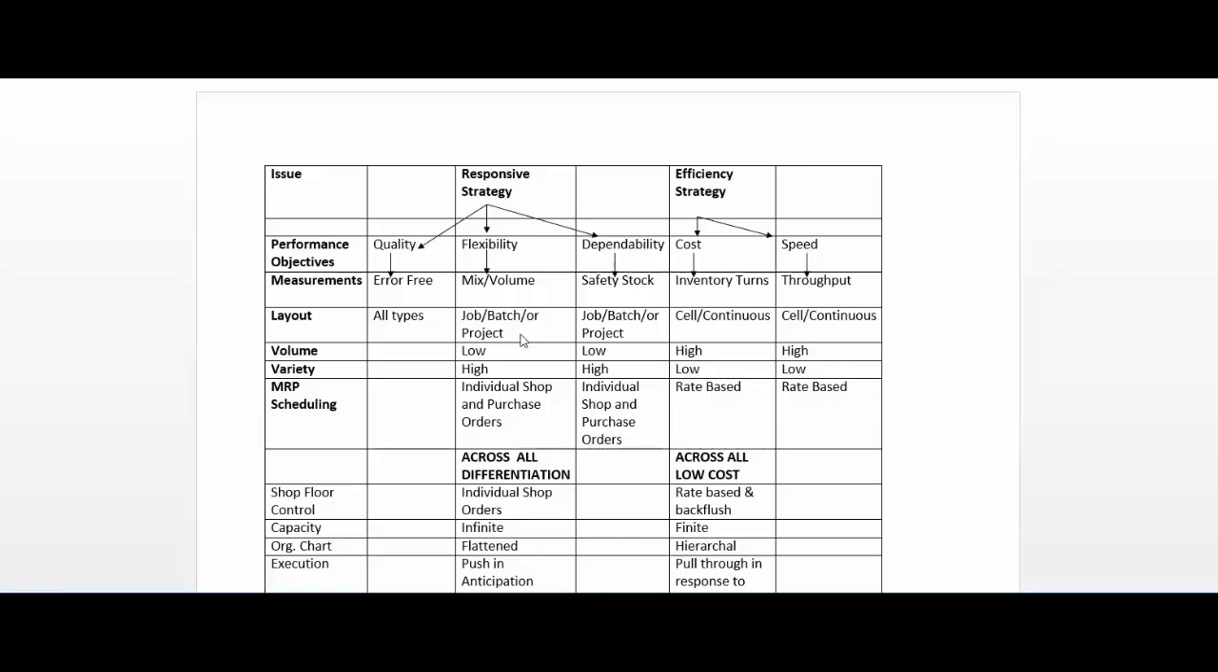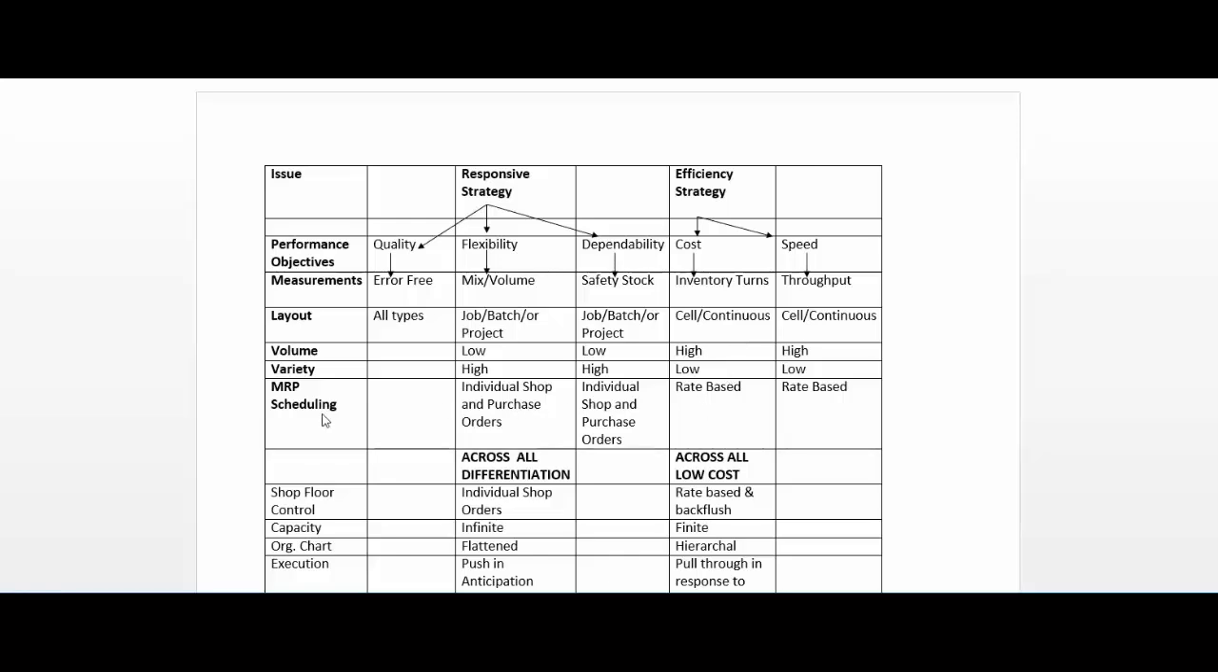So I don't have the money to set up necessarily, or the justification to set up a cell or continuous flow, so I'll stay in a job shop, make to order, batch type environment. Whereas if I'm cranking out the same thing all the time, my volumes tend to be high, my variety tends to be low, and because volumes are high and I don't change over very much, then I can afford to invest the money in the automation for a cellular layout.